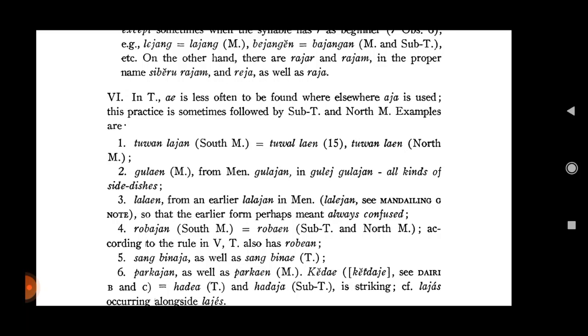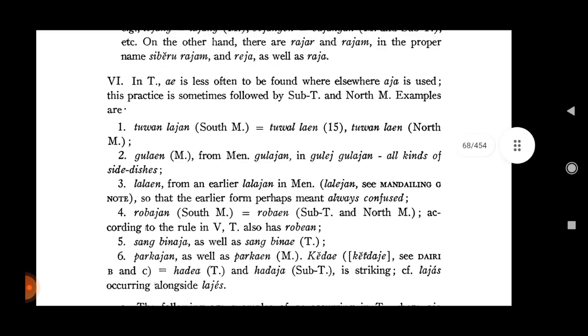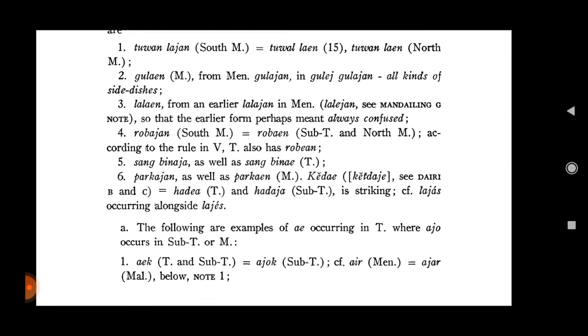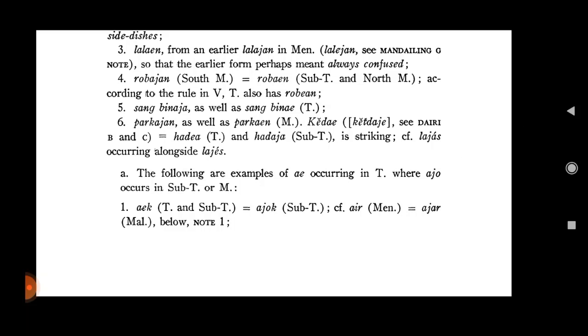And on the other hand, there are Raya and Rayam in the proper name Siburu Rayam, Raya and Raya as well as Raya. In Toba, I is less often to be found, but Aya is used as well. This word is sometimes followed by Subtoba and North Mandailing; examples are Tuan Lion, South Mandailing, Tuan Lion. Gulayan, Mandailing, in Gulayan, all kinds of side dishes. Lalayan for Mandailing, Lalayan in Mentawai. So that the earlier form perhaps means always confused. Gobayan, South Mandailing, Gobayan, Subtoba, North Mandailing, according to the rule in Toba, also has Gobayan, Sang Binay as well as Sang Binay Toba.